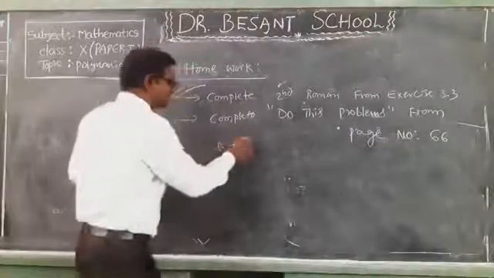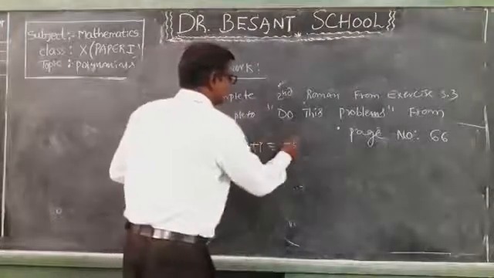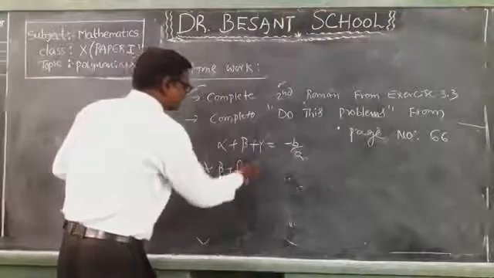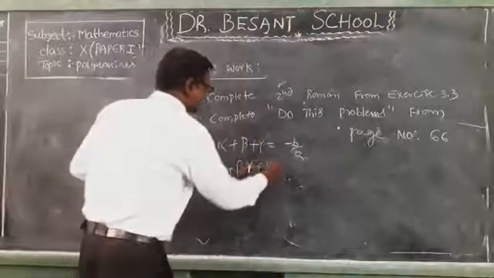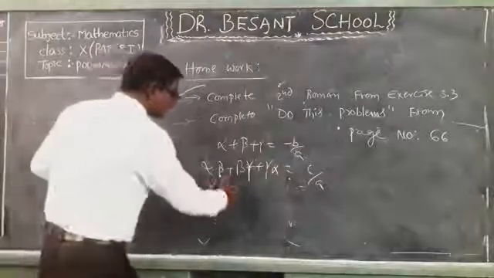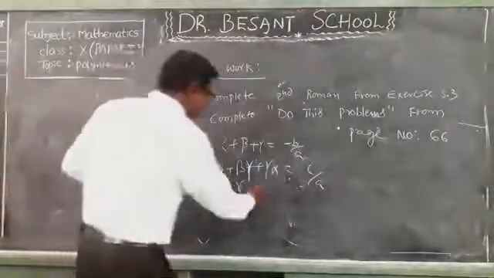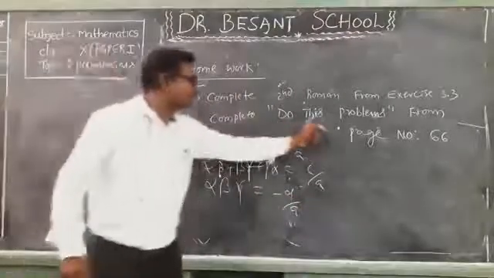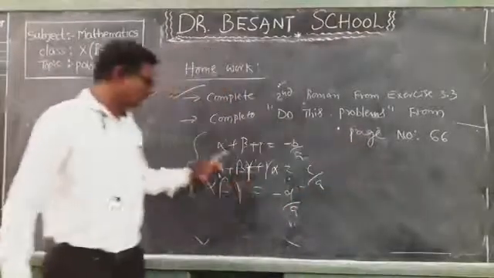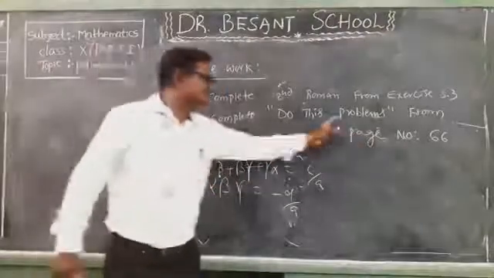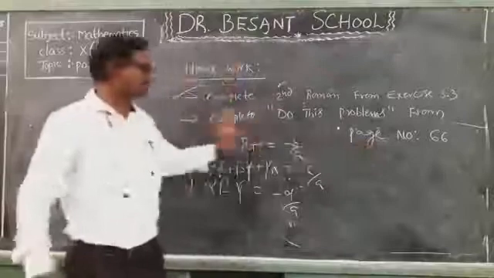And you are asked to write alpha beta plus beta gamma plus gamma alpha, which is by using the formula c by a. And again we are asked to write alpha into beta into gamma by using the formula minus d by a. This table is given in the do-this section on page number 66. By using these three formulas you can finish the table. So this is my today's homework.